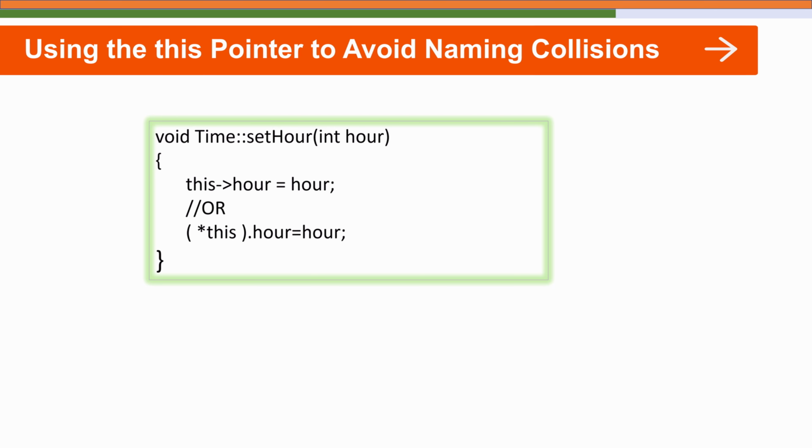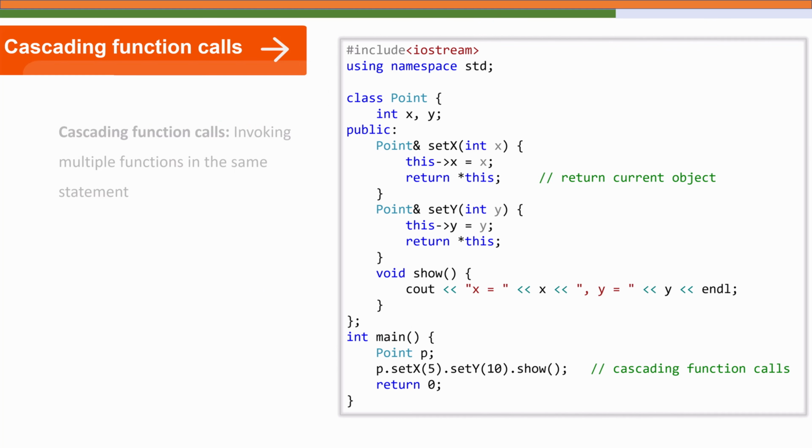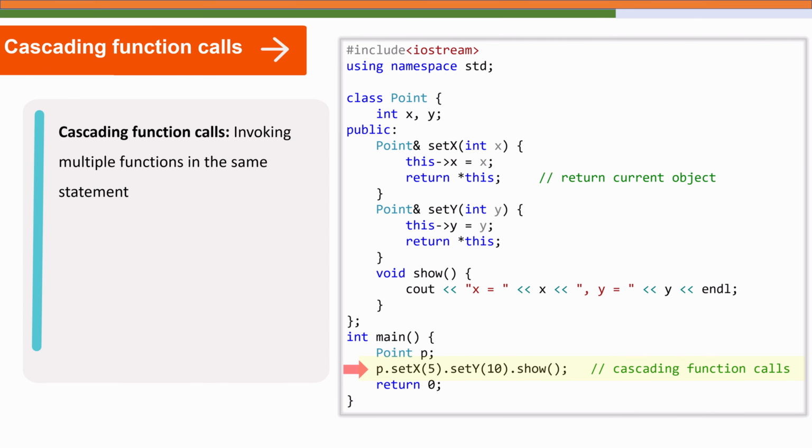Now let's look at another powerful use of the this pointer, cascading function calls, also called method chaining. Sometimes we want to call multiple member functions on the same object in a single line, like obj.setx(5).setxy and maybe many other calls in a single line. This style makes the code shorter, cleaner, and you can say more expressive.